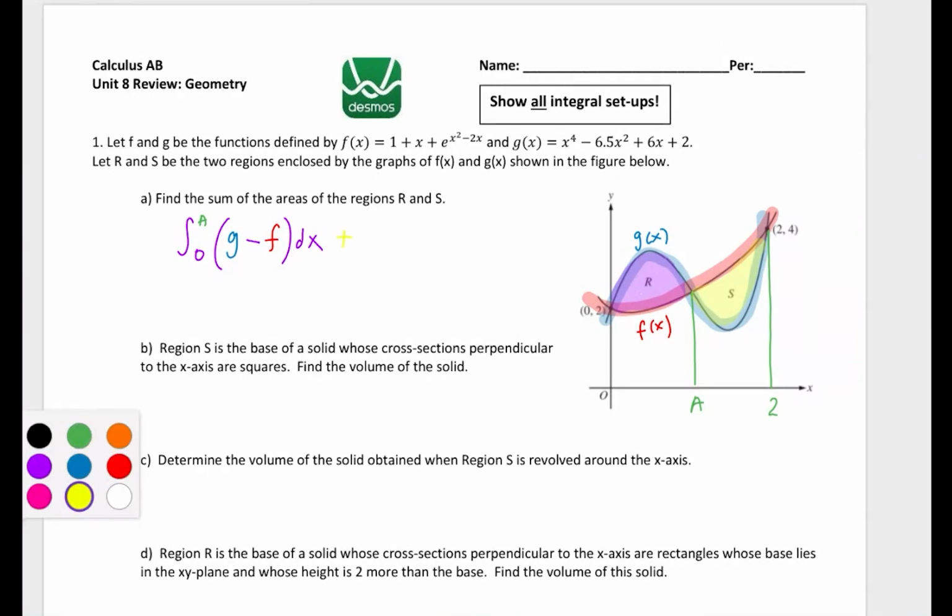No, that's going to be too hard to see. I'll just do it in black. Plus the integral from A to 2 of, and now in that second region, region S, you can see that function f is on top. So it'll be f minus g. And of course, dx. Now, this is going to be something that we could just plug into Desmos, but we do need to identify what that point of intersection is.